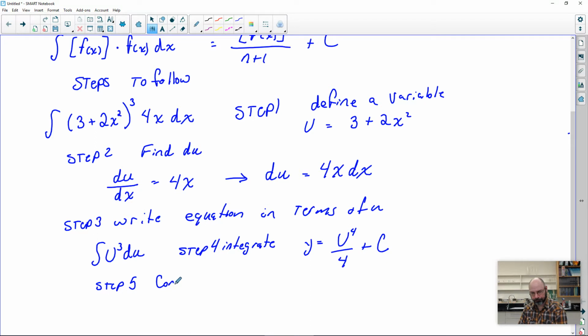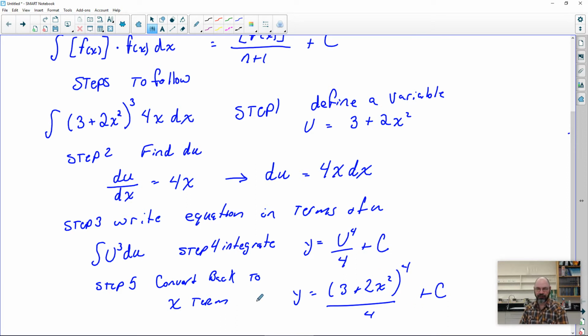Okay, and then the last step, step 5, is to convert everything back to x terms. So we just put in this for u. So we got y equals (3 plus 2x squared) to the 4th power divided by 4 plus c. And we're done.